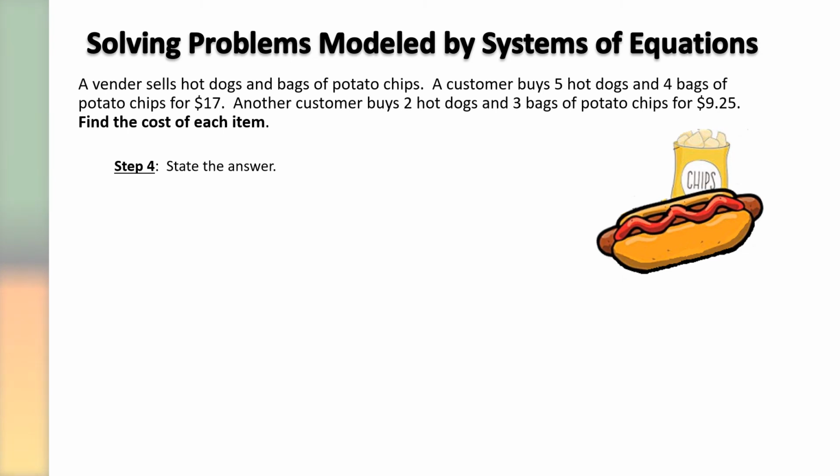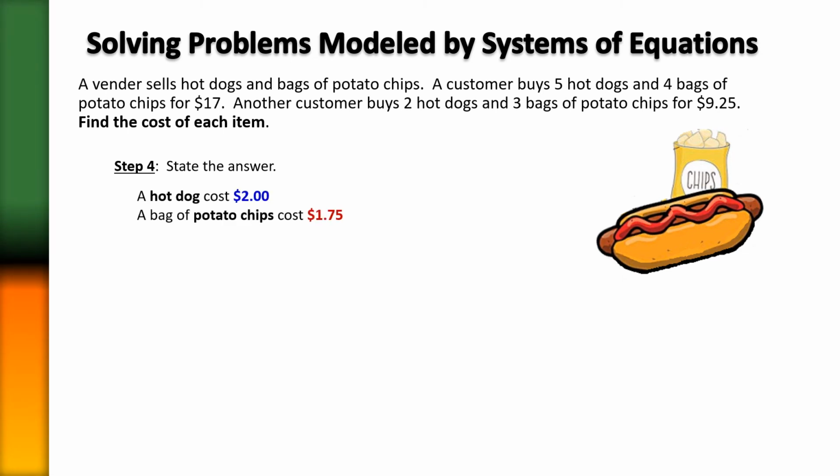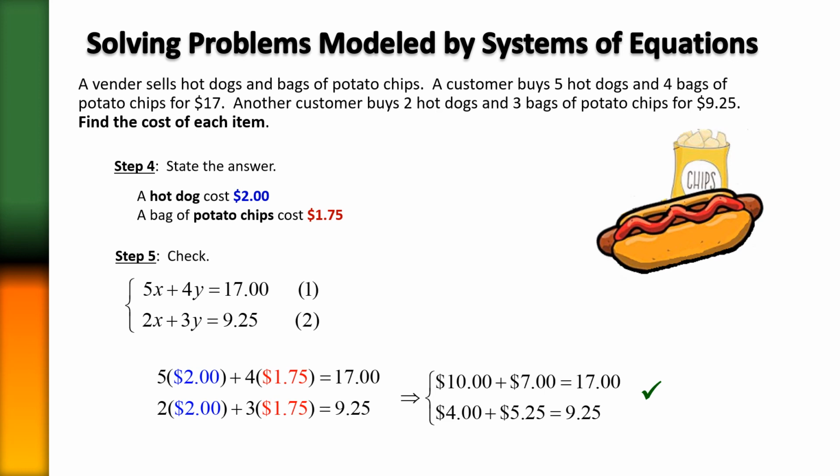Now we can check and verify that our answer is correct, of a hot dog costing $2 and a bag of potato chips costing $1.75, by simply taking these values and plugging them back into the original equations, and if it checks out, then we know that our answer is correct. So plugging them both back in, we can see here that it does check, that the hot dog costs $2 and a bag of chips costs $1.75.